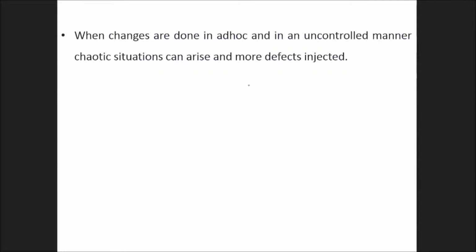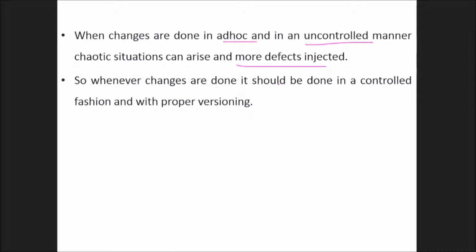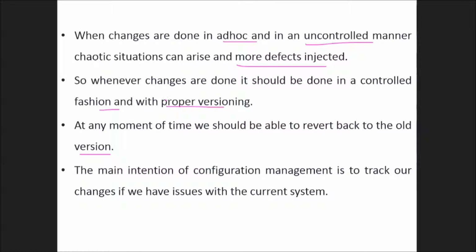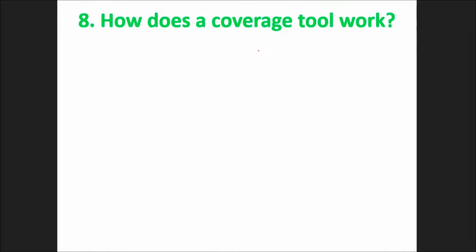So when changes are done ad hoc and in an uncontrolled manner, a chaotic situation can arise and more defects are injected. So whenever changes are done, they should be done in a controlled fashion and with proper versioning. At any moment of time, we should be able to revert back to the old version. And the main intention of configuration management is to track our changes if we have issues with the current system. So configuration management is done using baselines, right? Baseline is important as far as configuration management is concerned.